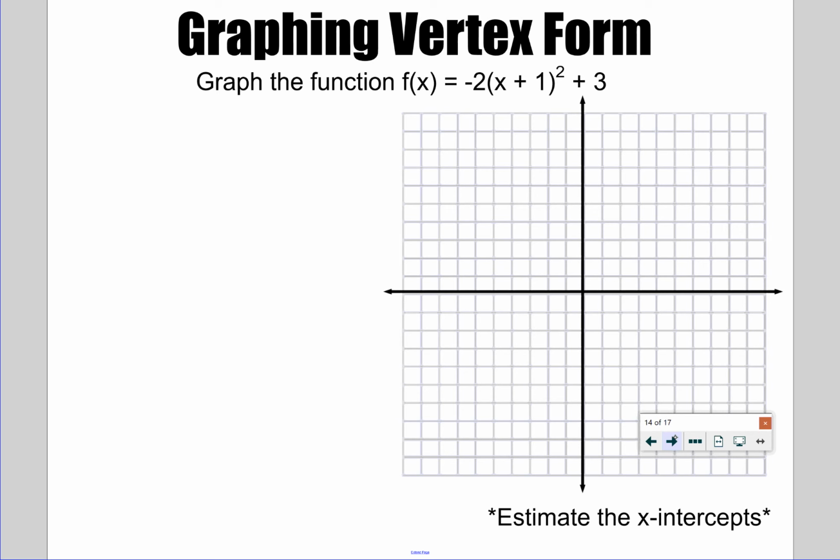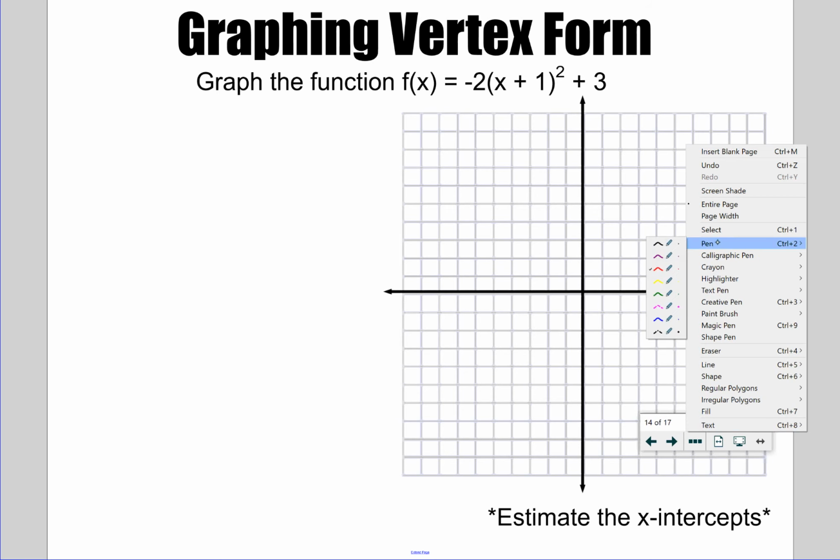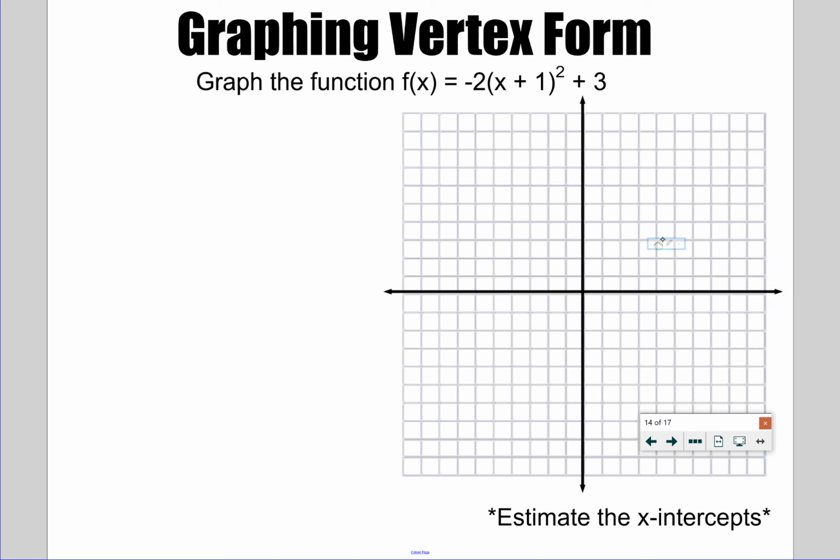Let's do one more with vertex form. And again, at the bottom here, we're going to find those x-intercepts in a minute. The first thing we're going to do is name those important coefficients. A, and because it's vertex form with the parentheses here, it's not a B and a C, it's an H and a K. A, the number in front of the parentheses, is -2.